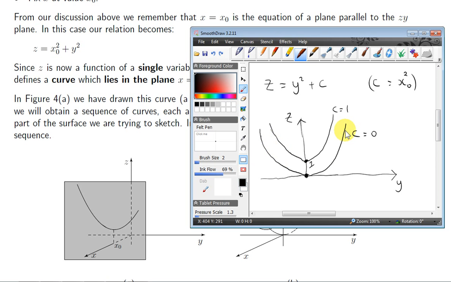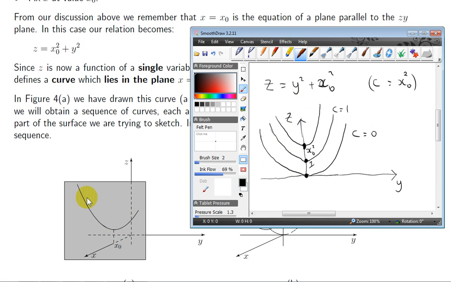We know that they have this shape. When c is 0, we just have the graph of z equals y squared, and that's a parabola that cuts through the origin. If c is 1, we have a similar shaped parabola but cutting through z equals 1. Basically we just raise this one up by 1 unit. So in general then, with c equal to x0 squared, we have a parabola that cuts through the z-axis at x0 squared. So this is what we get.